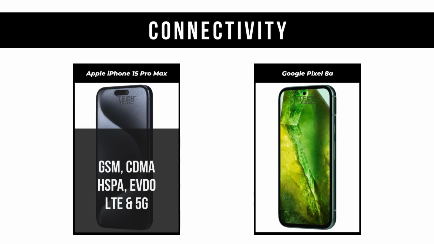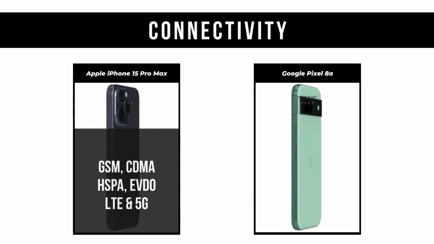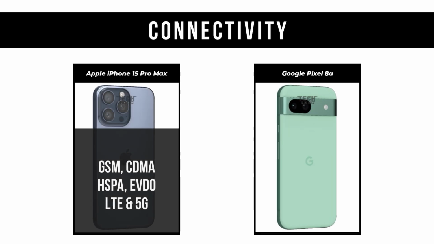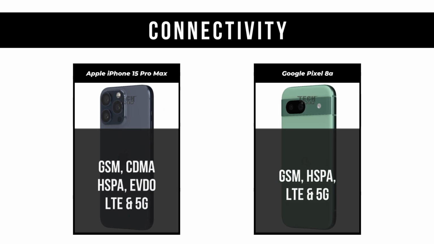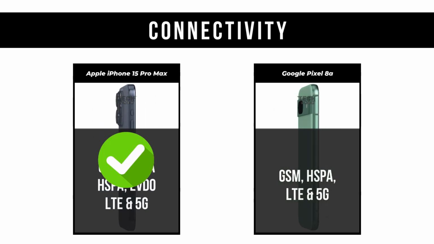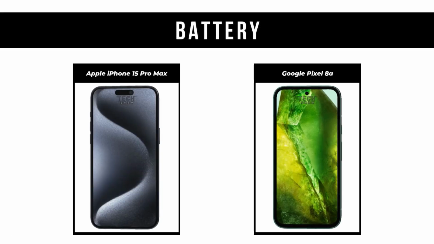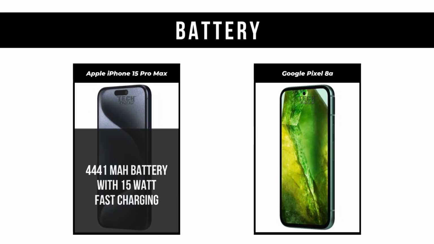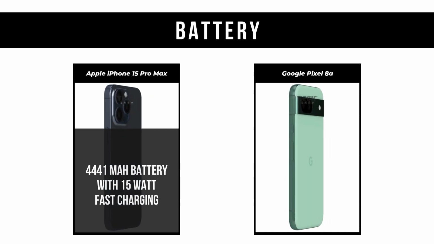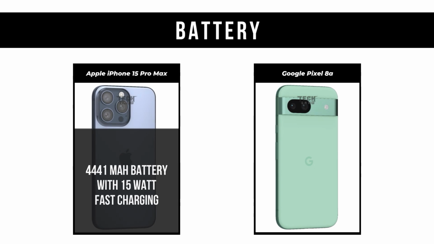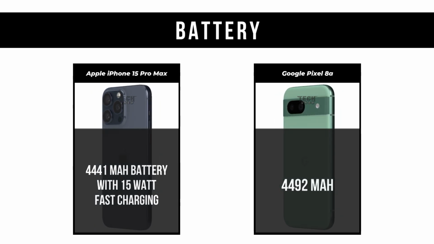Connectivity. Apple iPhone 15 Pro Max is GSM, CDMA, HSPA, EVDO, LTE, and 5G. Google Pixel 8a is GSM, HSPA, LTE, and 5G. Battery. Apple iPhone 15 Pro Max is 4,441 mAh battery, with 15W fast charging. Google Pixel 8a is 4,492 mAh.